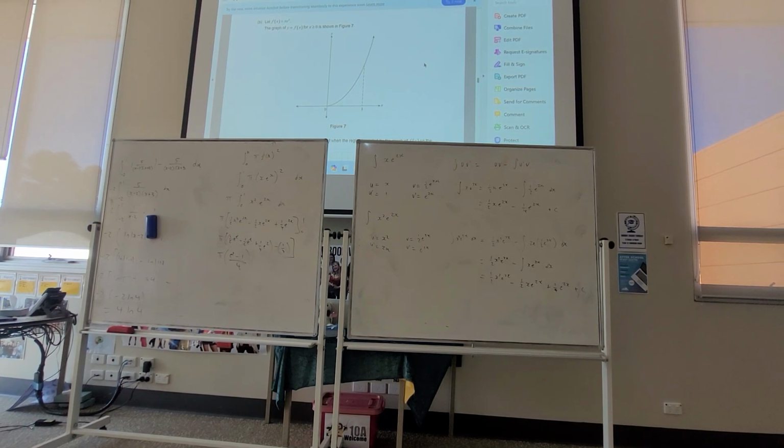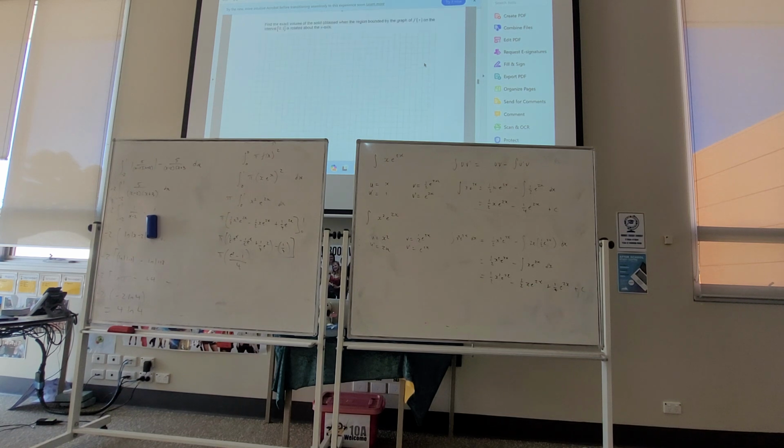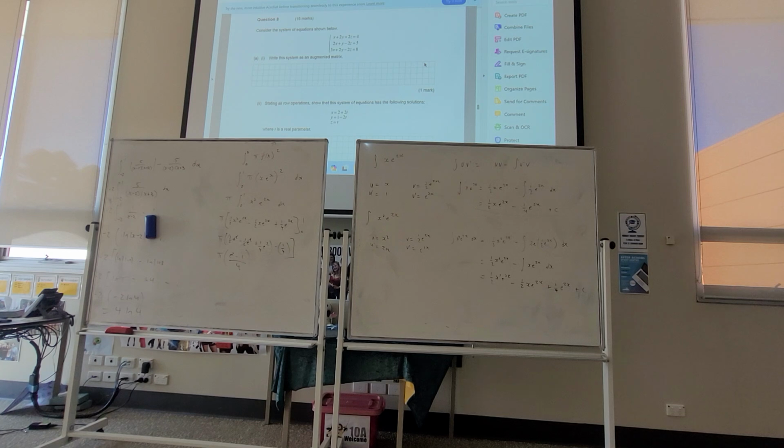Alright, everyone good? Okay, so let's move on to question 8 then. In booklet 2, we have a vector question. Time for a new marker, I think. Black's starting to get a bit faded.